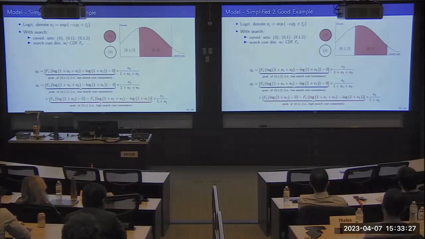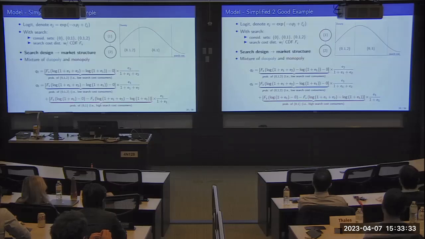And so another important reason why there's a relationship between platform search design and market power is that platform search design is actually determining market structure here. Two goods for full consideration is a duopoly, but with search, it's a mixture of a monopoly and a duopoly. And so this is how platform search design generates market power in this framework.